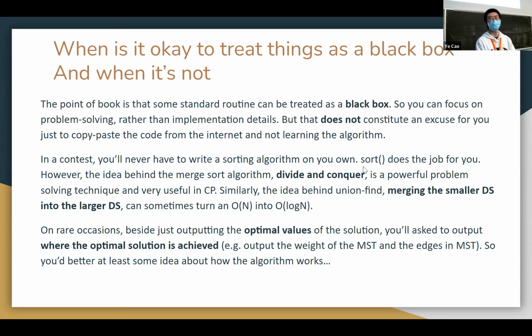Divide and conquer is a very powerful problem-solving strategy in CP. And the reason why unifying is so fast is that it utilizes a strategy of merging the smaller sets into the larger sets. It can often turn O of n into an O of log n. So that really gives you some advantage in your running time.